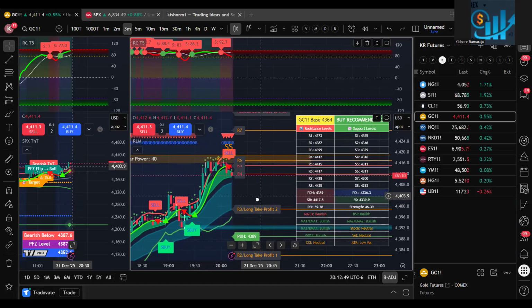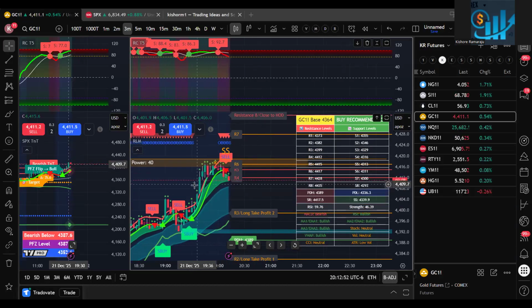Sometimes we get tempted to short. You short and suddenly it may drop a little bit and then start going further up. Because the higher time frame, lower time frame, everything is looking bullish, don't take the sell signals.